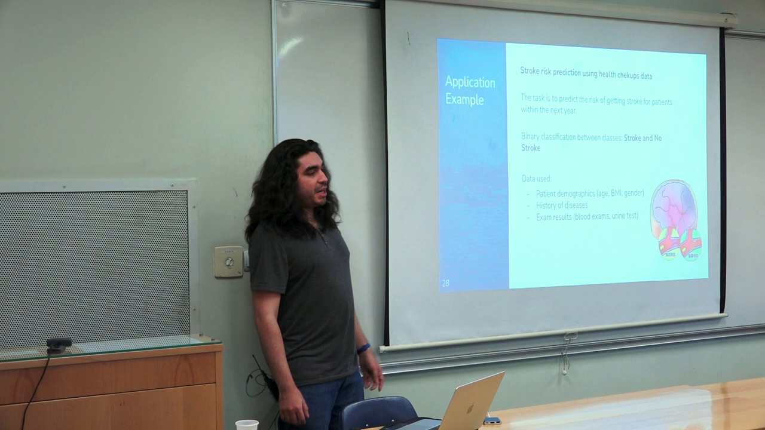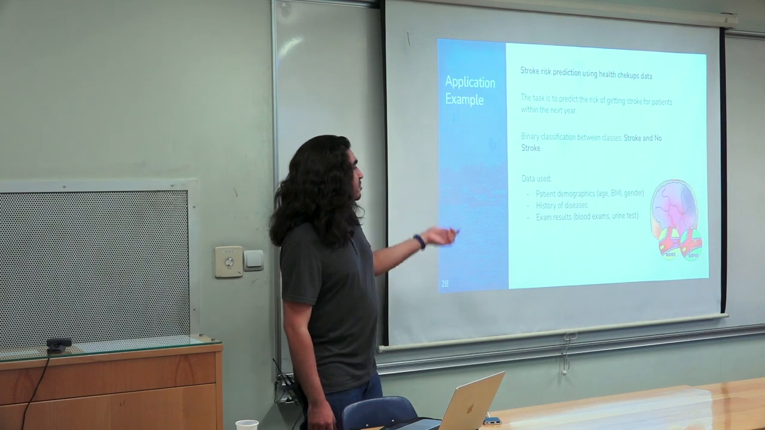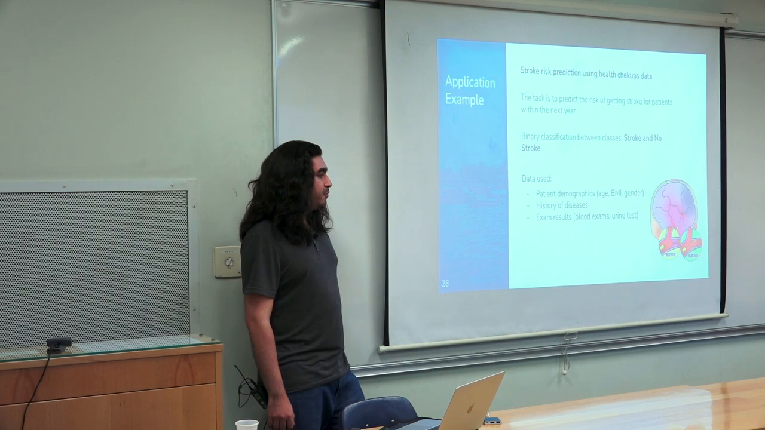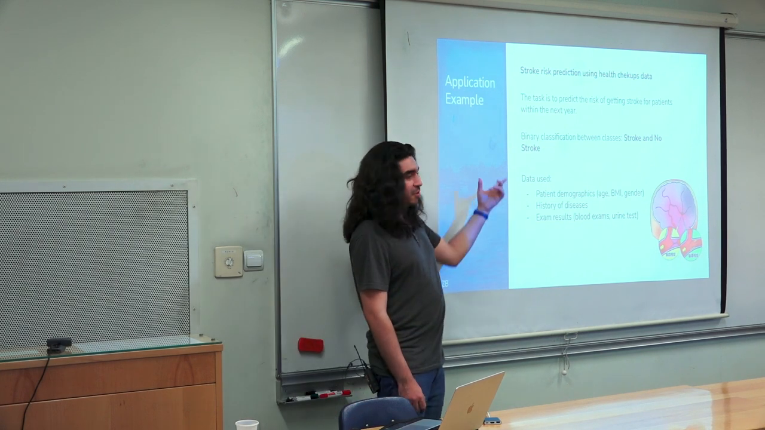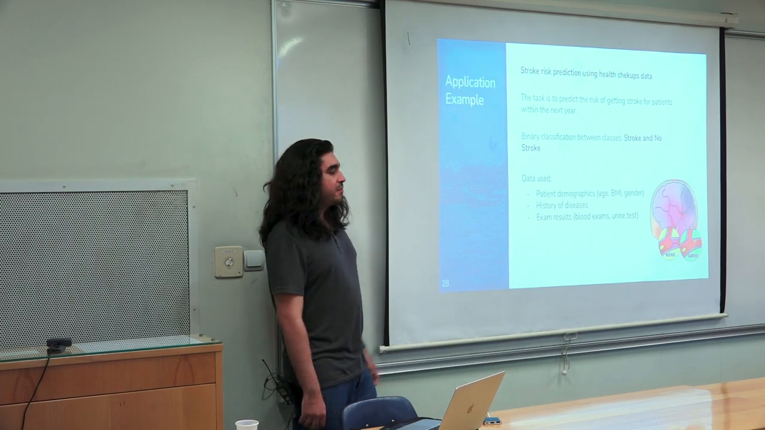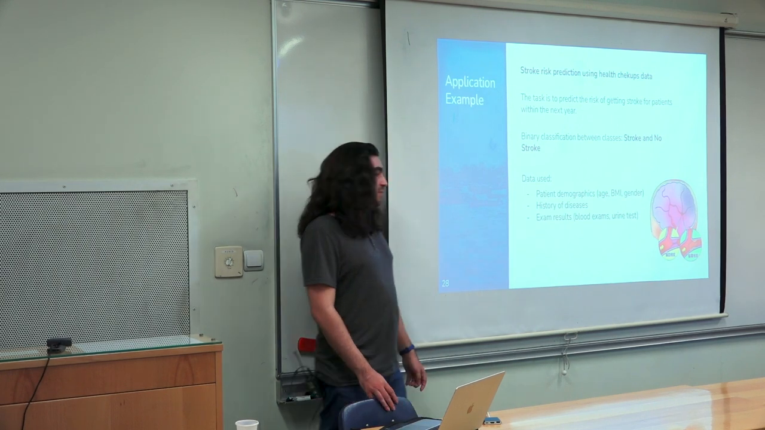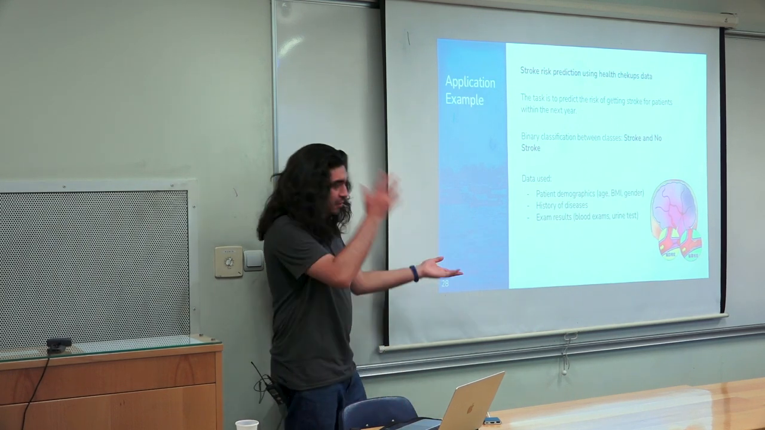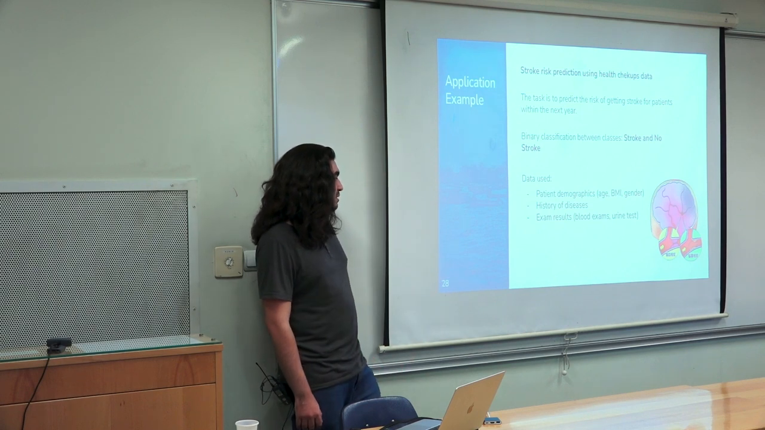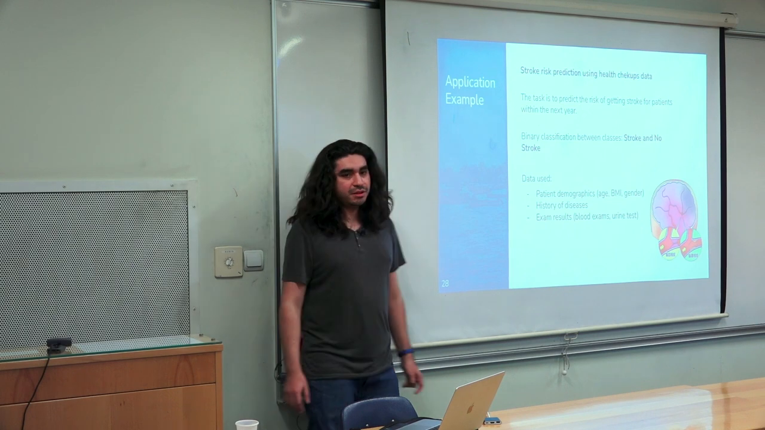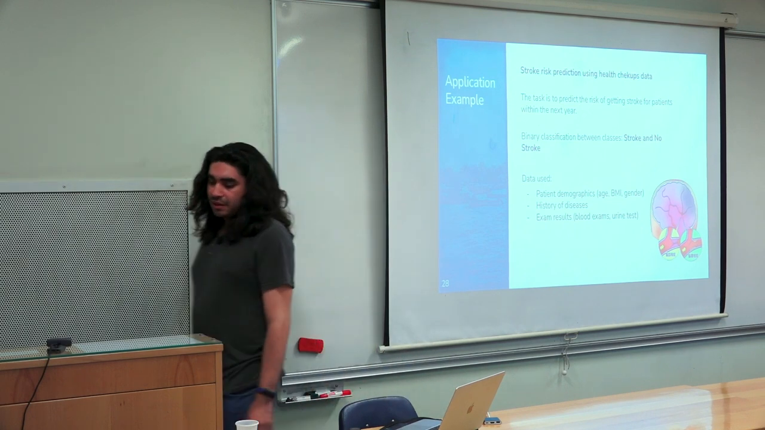So this is a binary classification problem between stroke and non-stroke classes. And the data that we use is patient demographics, like age, gender, body mass index, or things like that. We have the history of diseases, so we have all the diseases that a patient has. And we have exam results, like blood results, urine tests, things like that.